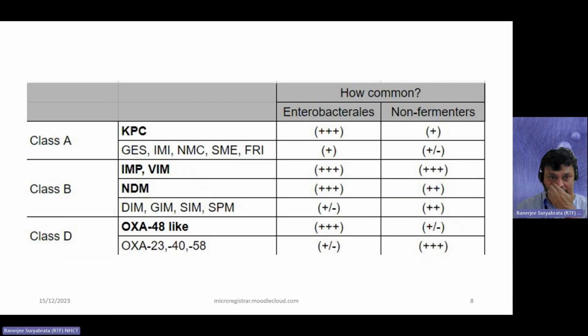In terms of distribution, the class A carbapenemases are mostly found in Enterobacterales, so E. coli, Klebsiella, Enterobacter. KPC is common in Klebsiella. Class B are found in Enterobacterales, but also in non-fermenters. IMP, VIM, NDM are members of the Big Five. They are the class B metallo-beta-lactamases, found in Enterobacterales and also in non-fermenters. Class D OXA-48-like enzyme is mainly found in Enterobacterales, but other OXAs can be found in non-fermenters, especially Acinetobacter.